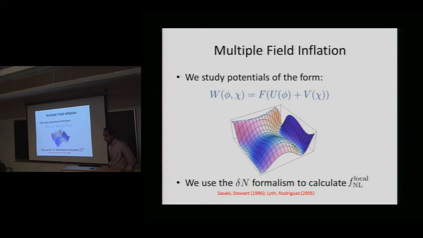And so the class of models we studied took this particular form. So the potential is a function of a sum of scalar functions of the two fields. So this is a pretty wide class of potentials. It doesn't include everything, but it includes a pretty wide class of potentials. And then more mechanically, we use the so-called delta N formalism to calculate FNL local after passing through a steep valley.